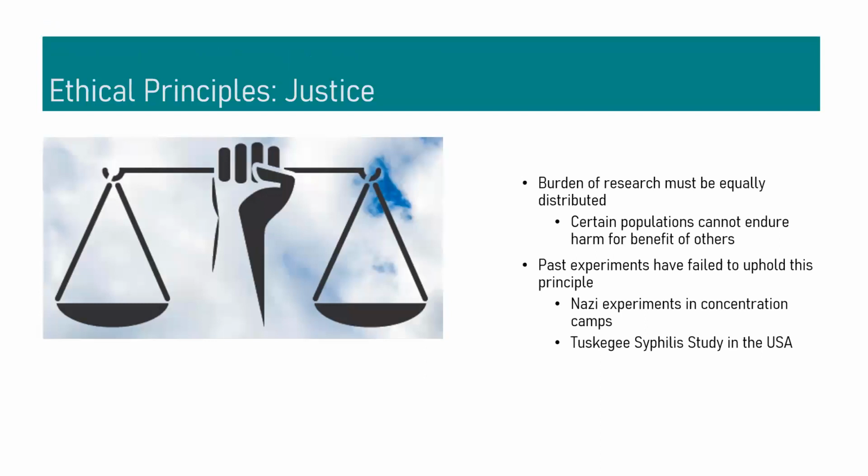And then finally is the principle of justice. The principle of justice argues that the burden of research must be equally distributed, and that certain populations should not endure the harm for others to benefit from. So many studies in the past have ignored this principle. Most notable examples I mentioned earlier are the Nazi experiments on those in concentration camps, and the Tuskegee syphilis study on members of the African American community by the United States government. These experiments were conducted on specific populations who were unable to say no. And yet the effects of that knowledge that we've learned have impacted much larger populations.